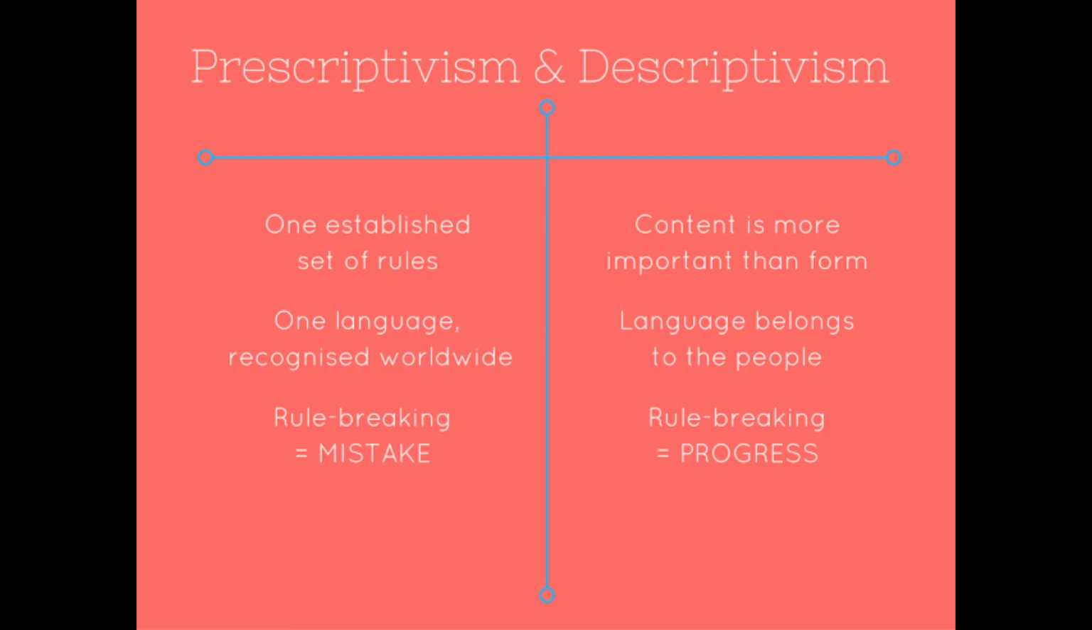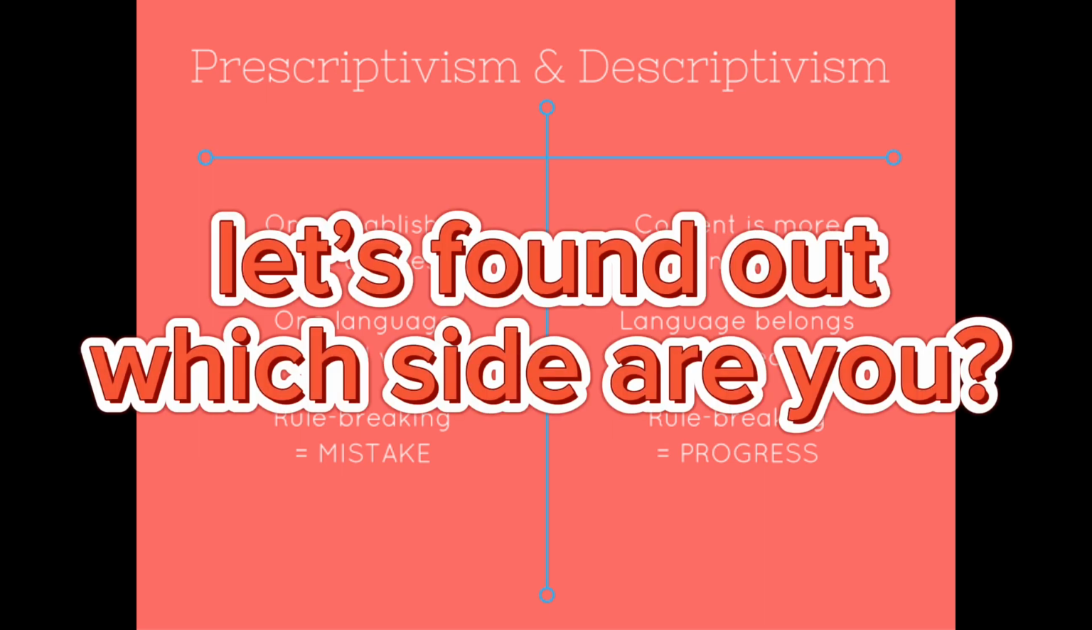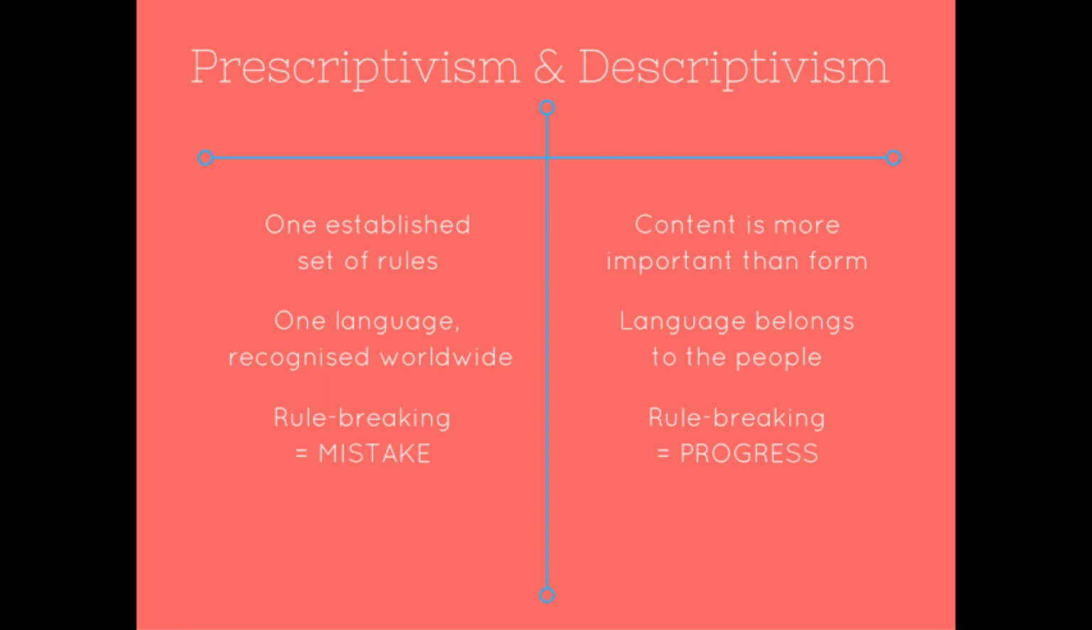When it comes to communicating with each other, grammar plays a role of the utmost importance. Without grammar, we would be unable to construct intelligible sentences. However, as an active part of any language, grammar is bound to evolve with time, and not everyone experiences this change in the same way. Let's find out. Which side are you? Okay.